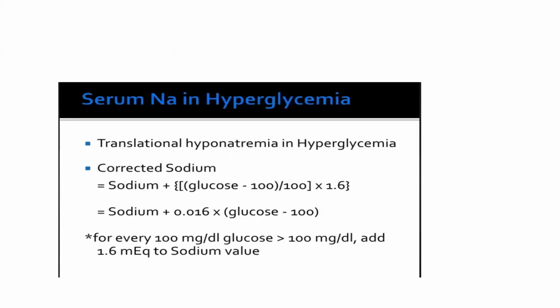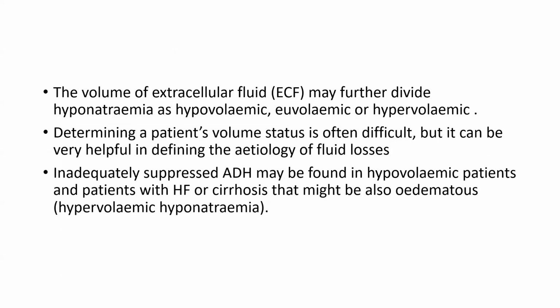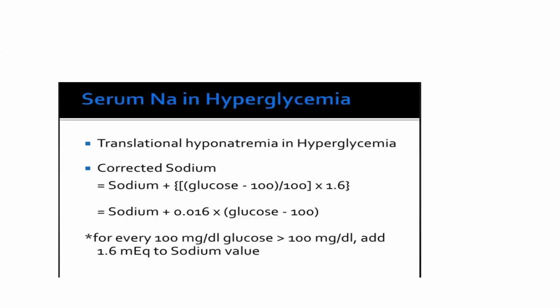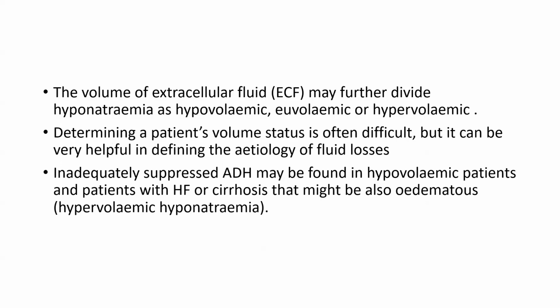This is the formula for calculating the corrected sodium: sodium plus (glucose minus 100) divided by 100, multiplied by 1.6. Or, for every 100 mg/dL of glucose above 100, add 1.6 milliequivalents of sodium.